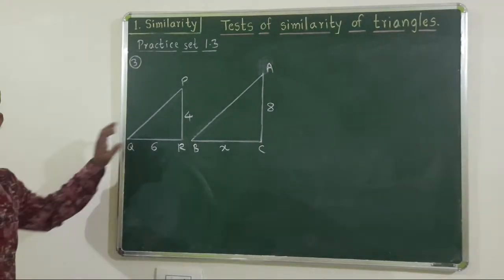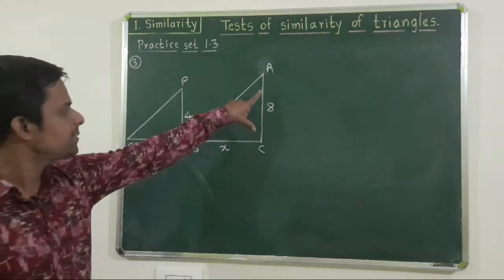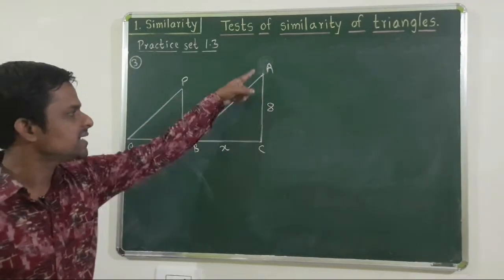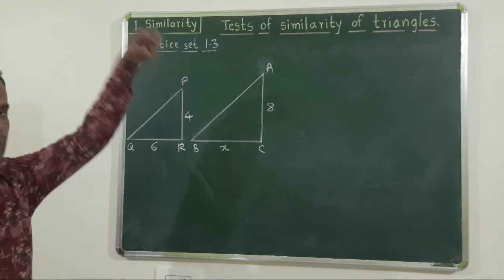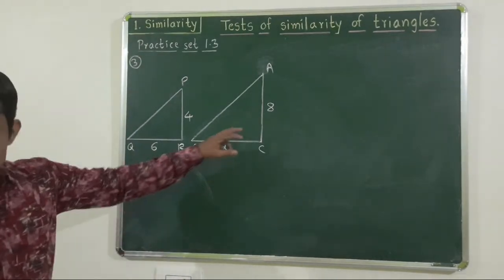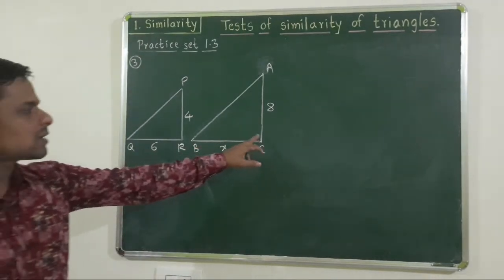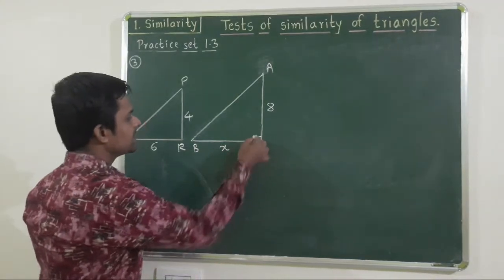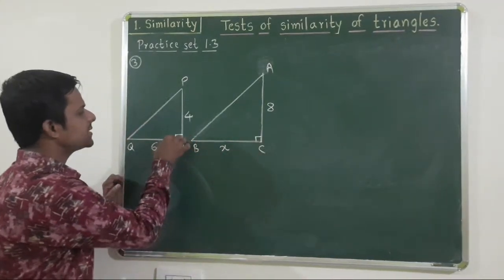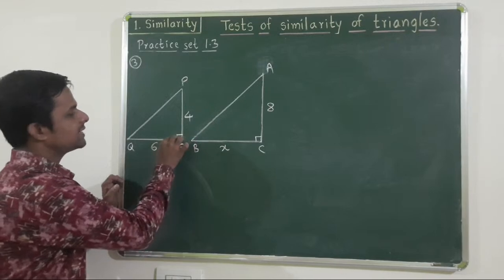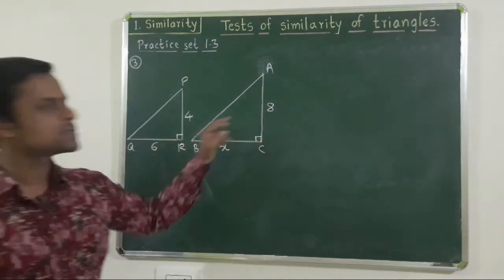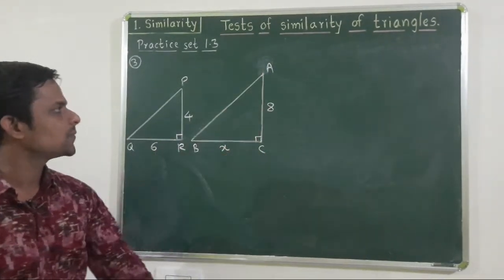With that information, there are two poles of height 8 meter and 4 meter. These are the two poles, AC and PR. These are the two poles which are standing perpendicular to the ground. Means these two angles are 90 degree. Like light poles, poles of light, electricity. These are the two poles standing perpendicular to the ground.